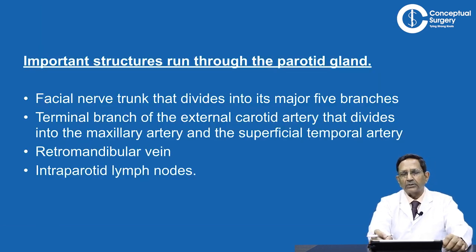What are the important structures? Facial nerve. There are no two anatomical lobes of the parotid, you must remember. It is only that the facial nerve is passing through, so it arbitrarily divides into a deep lobe and a superficial lobe. And there are the retromandibular vein and of course lymph nodes.